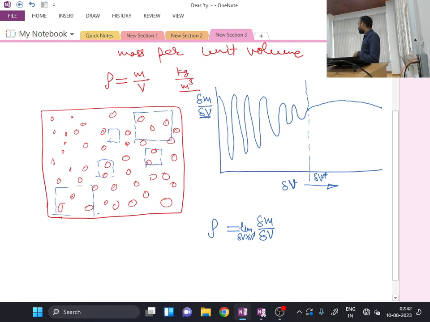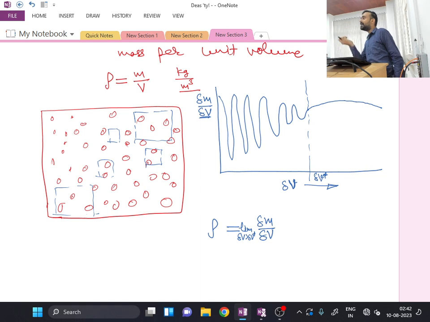Because if delta v becomes less than delta v star, then at different times or at different locations within the control volume, we cannot have the same number of molecules present. It means the effects of voids come into consideration, so our continuum is not satisfied, and we will not be able to define the true value of density applicable for a continuum. Is this point clear? Density is a very important property.